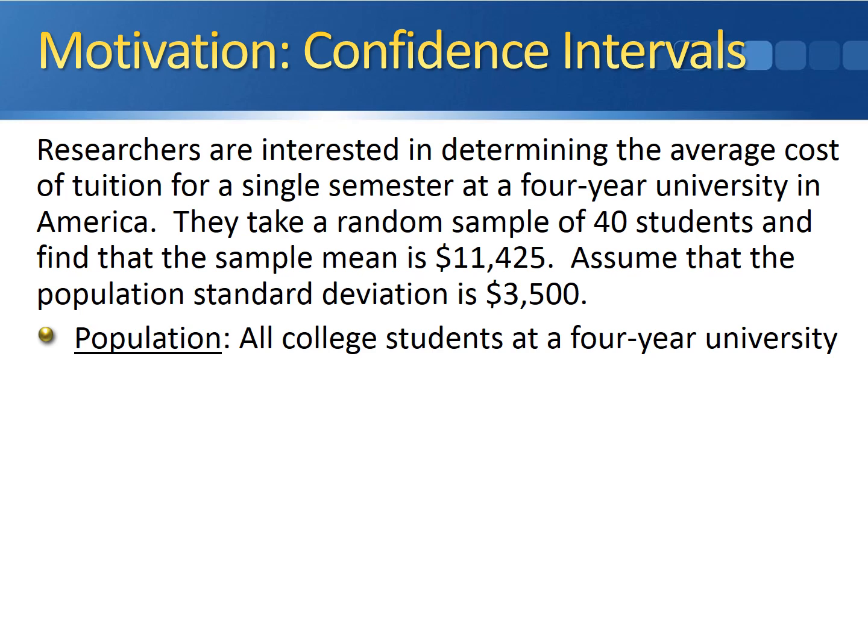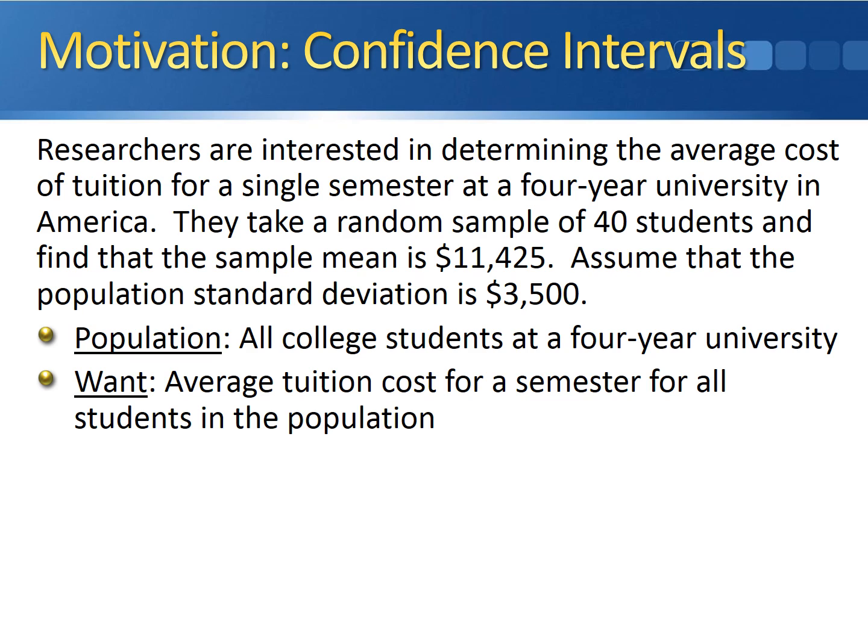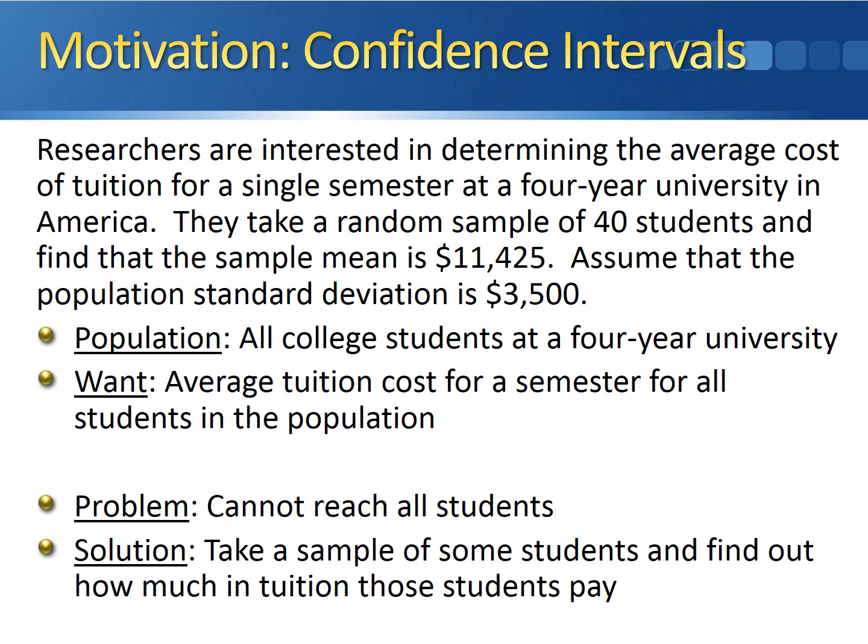The population in this scenario consists of all college students at a 4-year university. What we want is the average tuition cost for a semester for all of these students in the population. The problem with this is that we can't reach all of these students. There are just too many of them for us to go out and collect information from all of them. So our solution is to take a sample of some of these students and find out how much they pay in tuition.